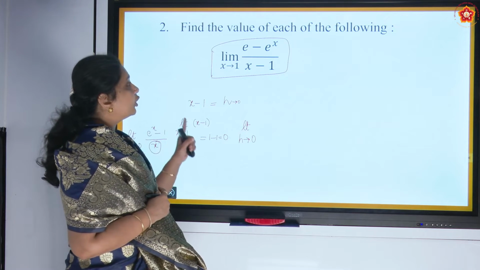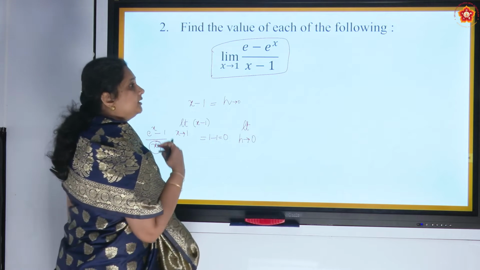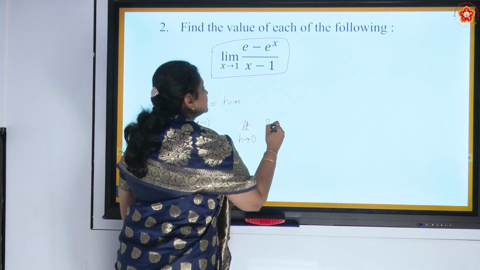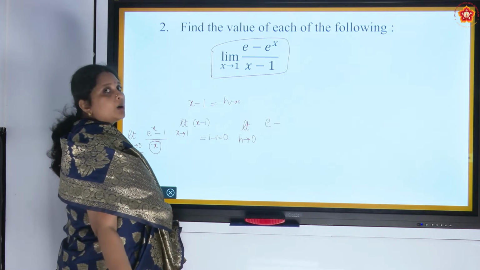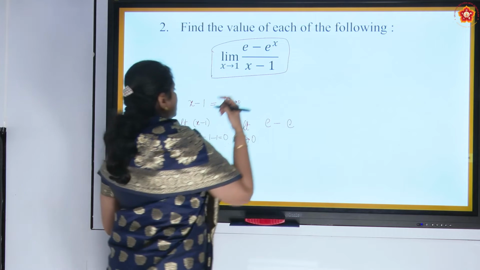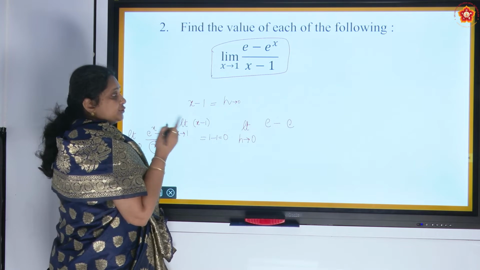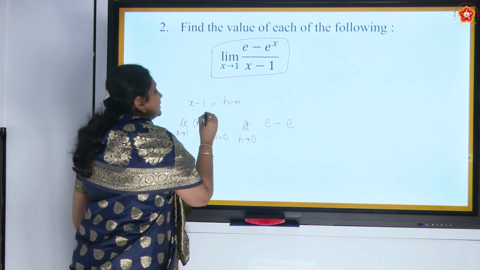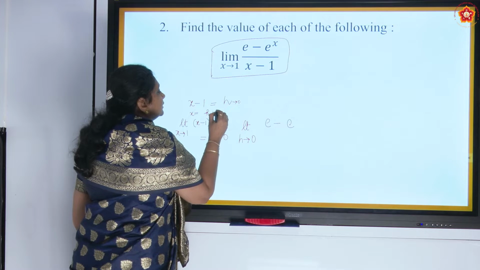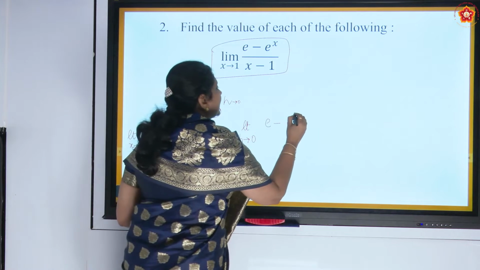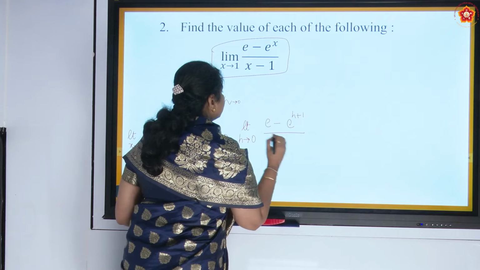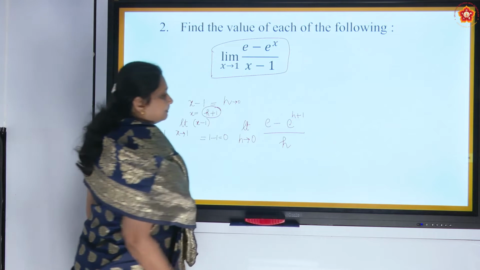I cannot involve an x limit there, okay? So, I need to convert the limit also into h. There is no change in e because it's a constant. It doesn't have a variable. Now, e power, my x has to be changed to h, right? So, x minus 1 is h, my x is h plus 1, correct? So I'm going to rewrite x as h plus 1, divided by my x minus 1 becomes h.